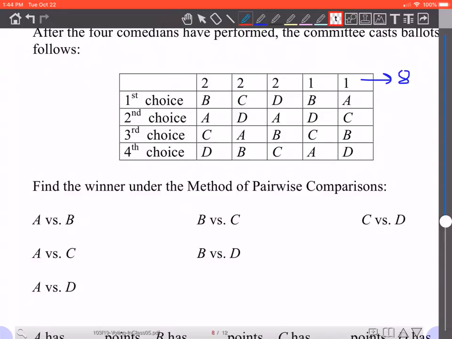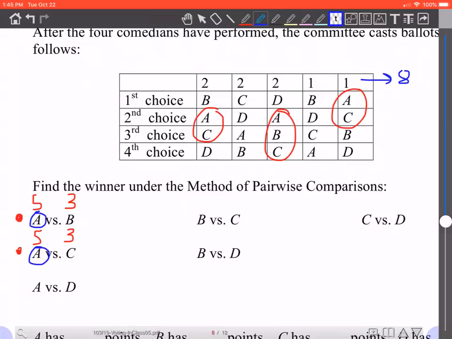So in A versus B, A is ranked higher than B 2, 4, 5 times. That's 5 out of 8. So B is only ranked higher 3 times. In A versus C, A is ranked higher than C 2, 4, 5 times. Also 5 out of 3. So far A wins. I'm just going to circle that in a different color. A wins this head-to-head competition.